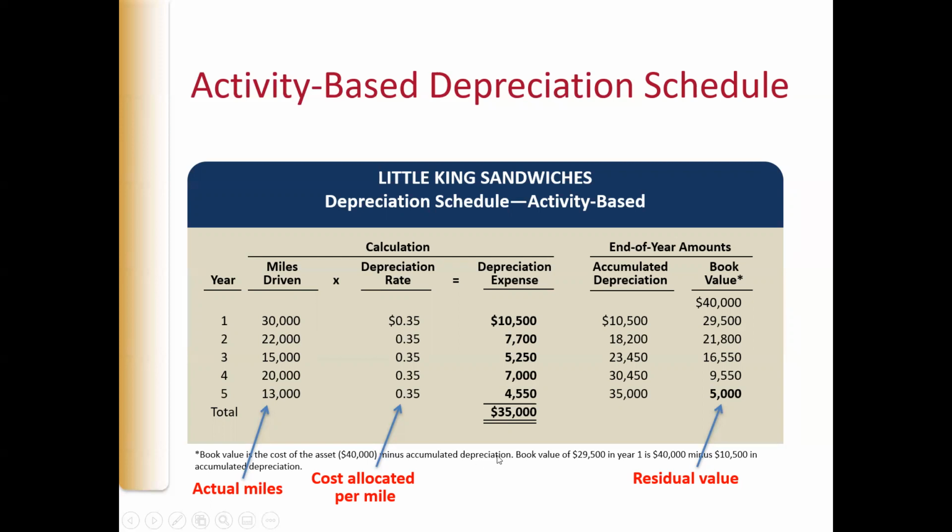Then we add that to our accumulated depreciation from the year before to give us our new book value. This is just like straight line, except instead of using years, you use miles. And each year you know the miles, and you know you cannot go below the residual value. So then you stop. Think of activity-based and straight line as similar to one another. Think of double declining totally on its own.